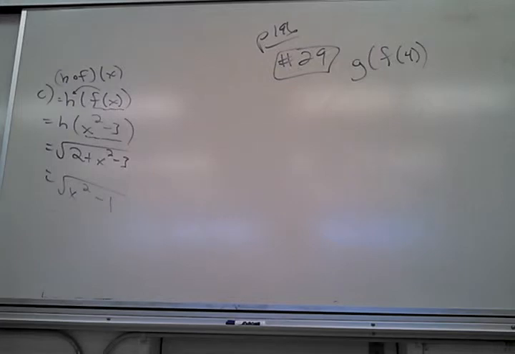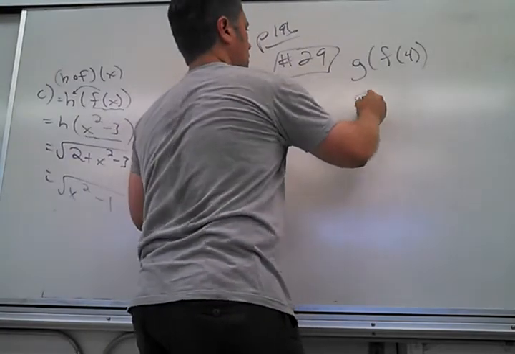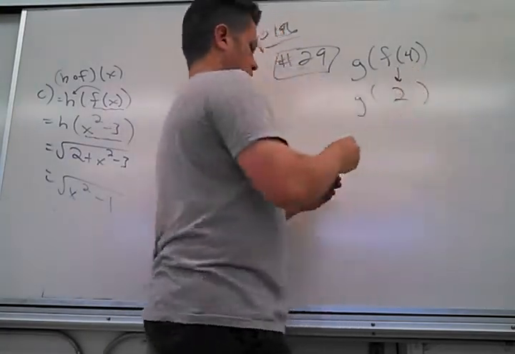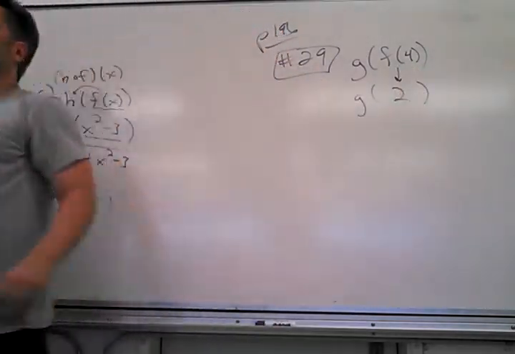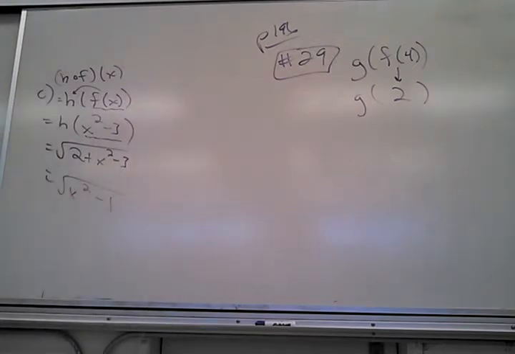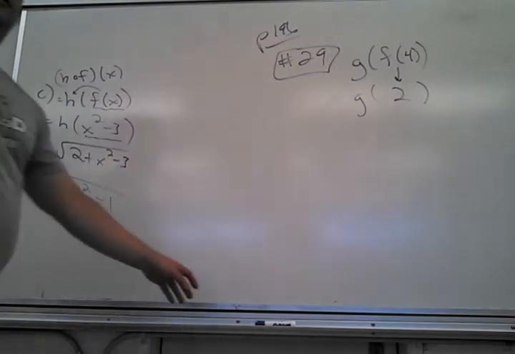Somebody's already done the work, right? If they give me the graph, they've done the work. F of 4 must be 2, because that's where they put the point. So I don't need the function. So f of 4 is 2. All right, so put that in there. G of 2. Now I just find g of 2. What's g of 2? 2, 3, 4, 5. Cool. And that's it.